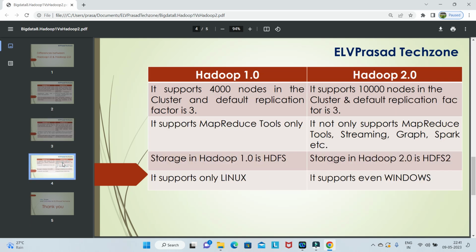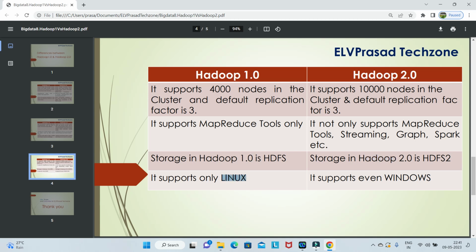Hadoop 1.0 supports 4000 nodes in the cluster, and the default replication factor is 3. Here also it is 3 in 2.0, but it supports up to 10,000 nodes in the cluster. Hadoop 1.0 supports MapReduce tools only, but in case of 2.0, in addition to MapReduce, it allows streaming, graph, and Spark, etc. Storage in Hadoop 1.0 is HDFS, the Hadoop Distributed File System, but in 2.0 it is the HDFS2 file system.